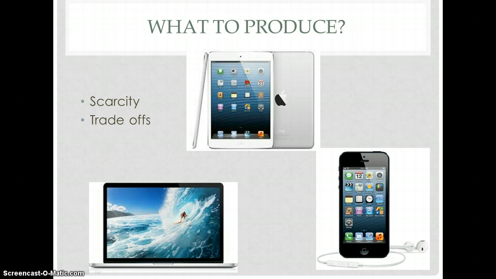More efficient. So this would be an example of what to produce. Apple's got to make this decision. And there's an example with the laptops. What to produce. Even a big company like them has to make this decision. Governments do too. Governments also have to make this decision, what to produce.